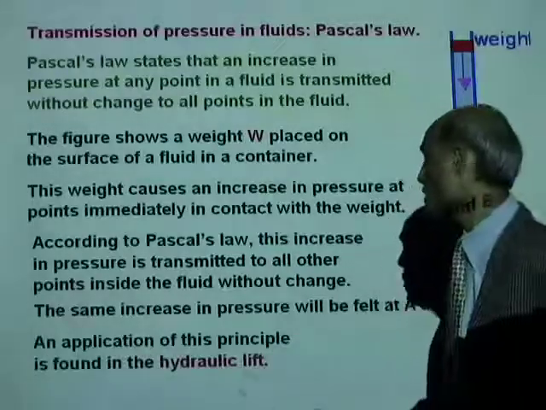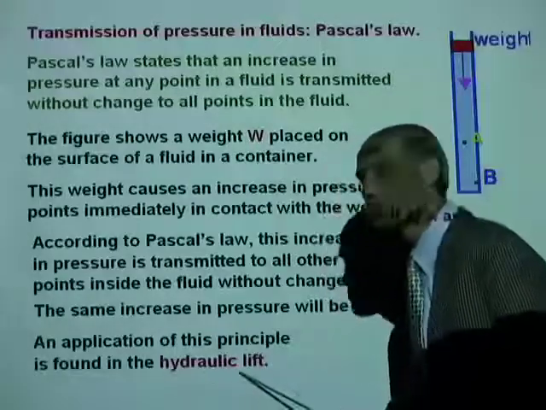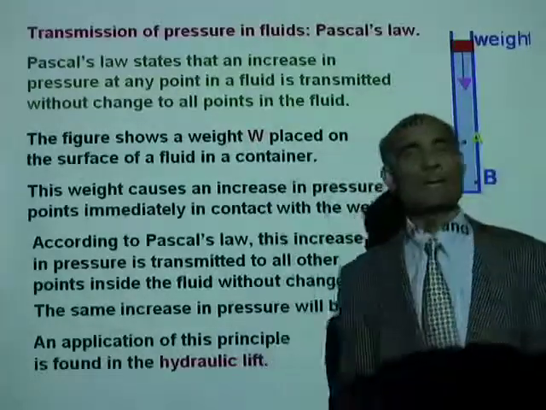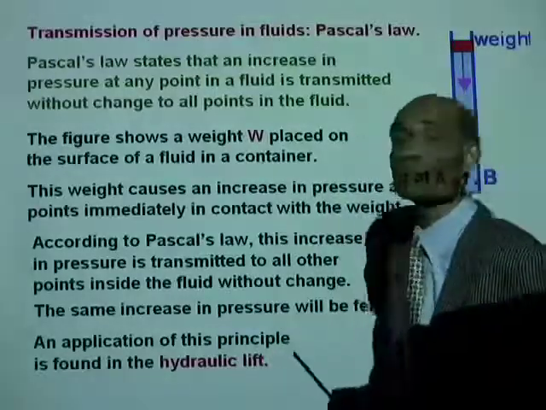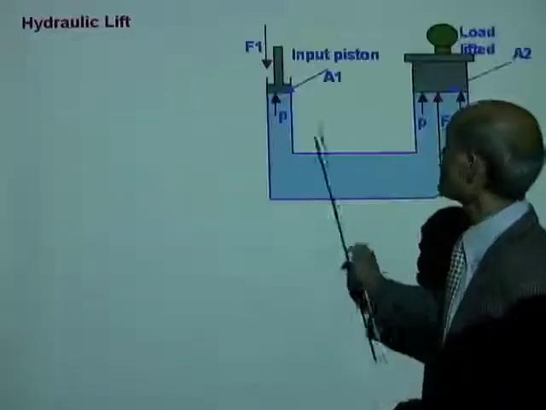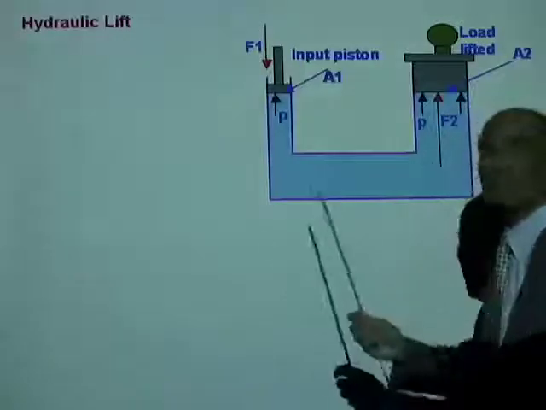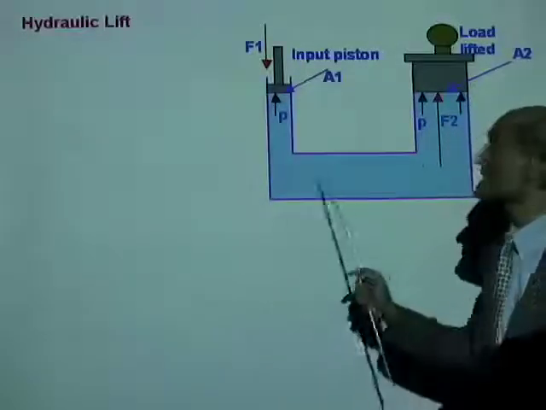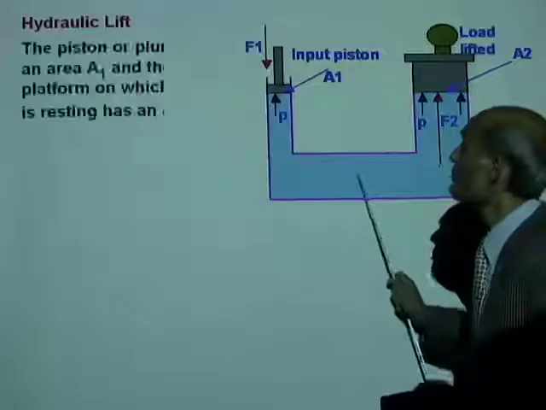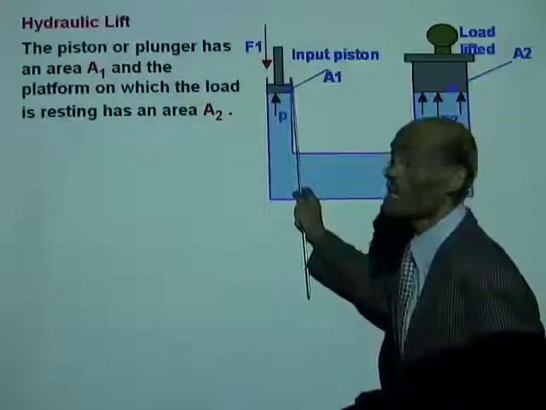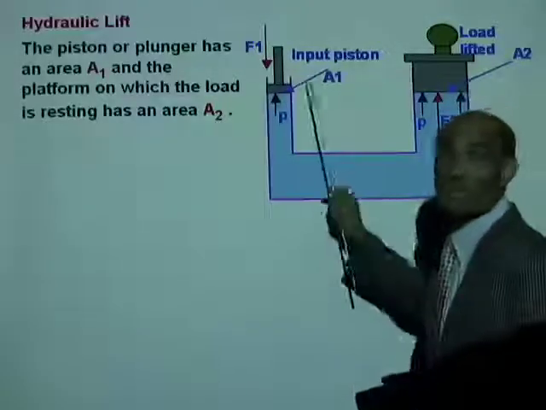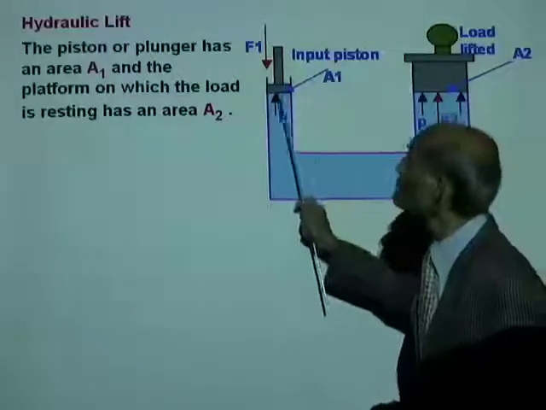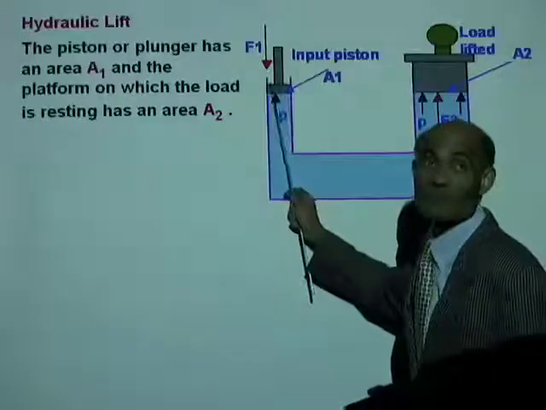An application of this principle is found in the hydraulic lift. Let's take a look at how a hydraulic lift is made and what is the principle of action of a hydraulic lift. Well, a hydraulic lift really consists of a simple phenomenon. It's a container that contains a fluid. Now, the container has a narrow limb and a broad limb. Each of these is closed by a piston.